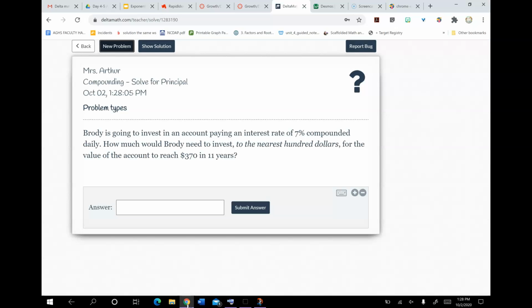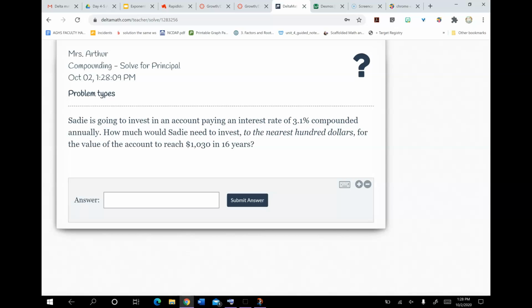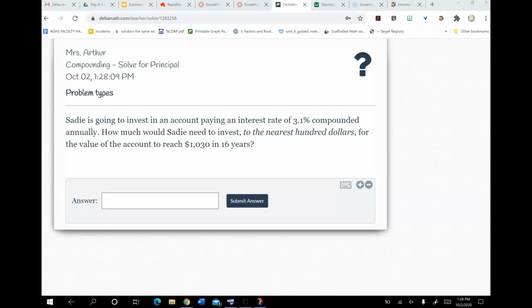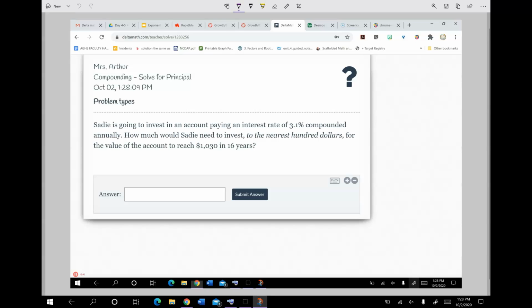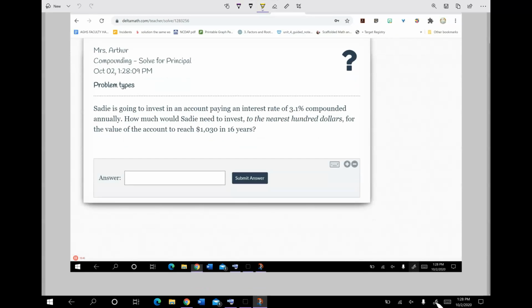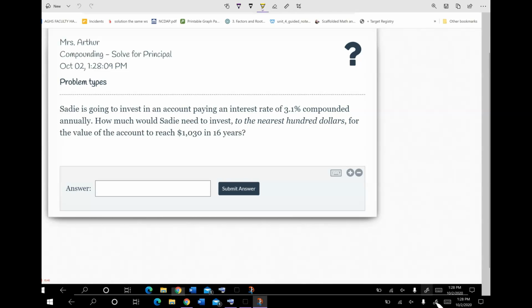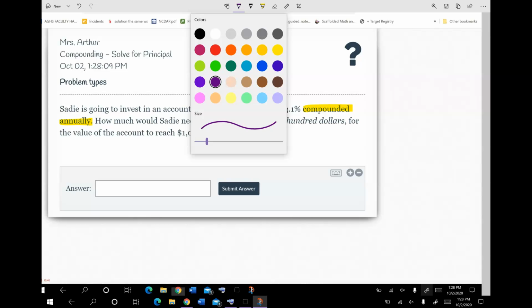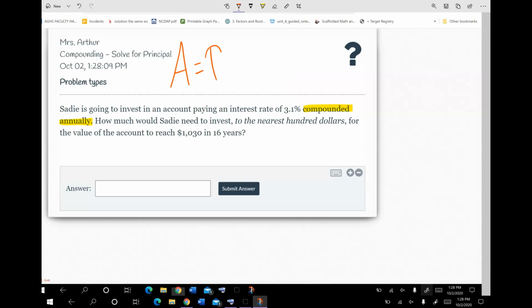All right, let's do another one out of this section. Here's one that we haven't done. We're going to snip it. Highlighter to figure out which equation we're using. Sadie's going to invest into an account paying an interest rate of 3.1% compounded annually. So that chose my formula for me. My formula is going to be A equals P times 1 plus R over N, to the NT.